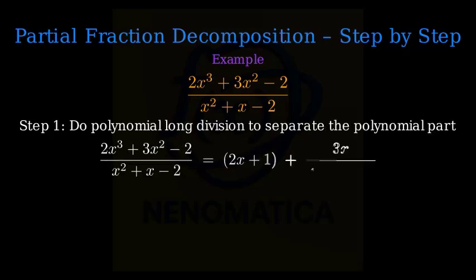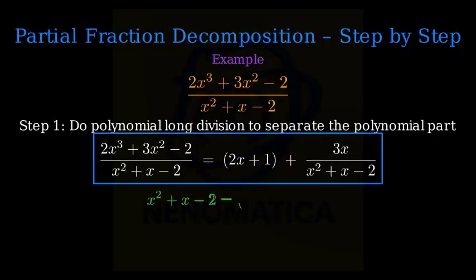Divide the numerator by the denominator. The leading term, 2x cubed, divided by x squared gives 2x. Multiply the divisor by 2x, subtract, then bring down the next term. Now the leading term is x squared. Divided by x squared equals 1. Multiply and subtract again. The remainder is 3x. So the division gives 2x plus 1, with remainder 3x.